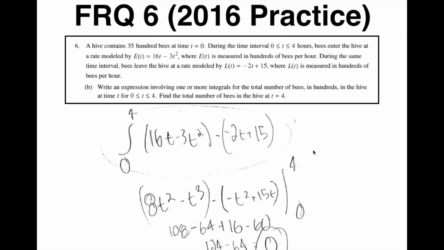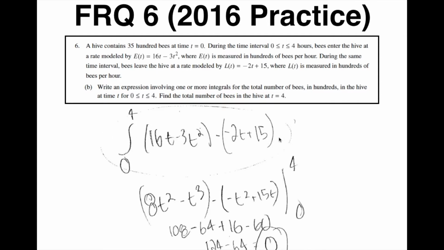Last student mistake from the beginning. This is the number of bees. The integral of that is the number of bees that enter the hive minus the integral of the bees that leave the hive. That is correct, but we forgot the 35 plus here because we start at 35. So this integral should give us a value of 20 in the end. And this 20 means the difference in the number of bees between t equals 4 and t equals 0. 35 plus 20 would give us 55.